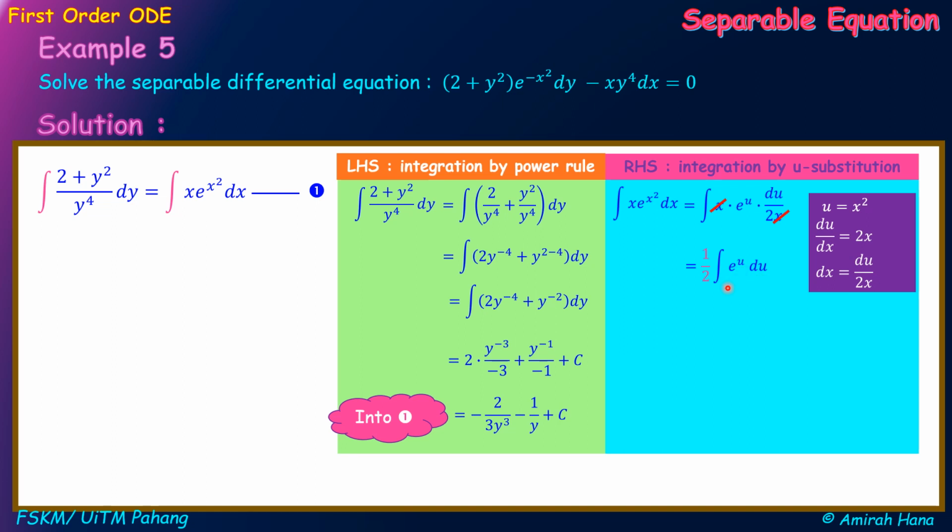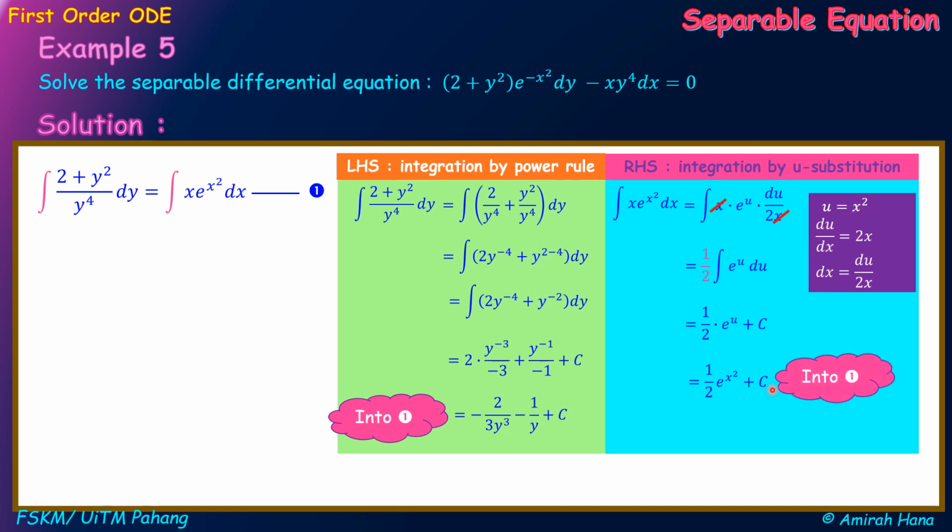So from here, we can integrate with respect to u. So we have constant half, and when we integrate e to the u du, the answer equals e to the u plus c. And after that, we can replace u equals x squared. So the answer when we integrate the function on the right hand side equals half e to the power of x squared plus c.